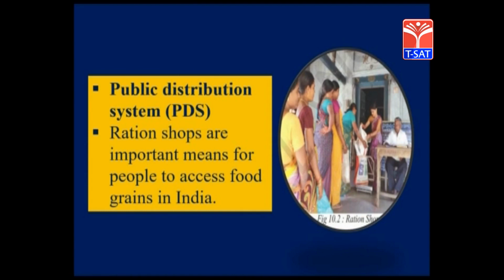What is the role of the government? What is the government doing so that people can have access to food, so that the food is reachable to them? What is the role of the government in this? Let us discuss. Children, the government has a very good scheme called PDS, or Public Distribution System. You might have observed the ration shops near your homes. So what is done in the ration shops?